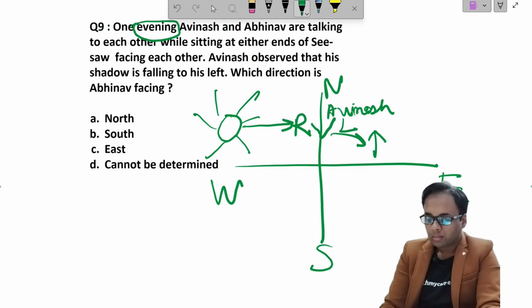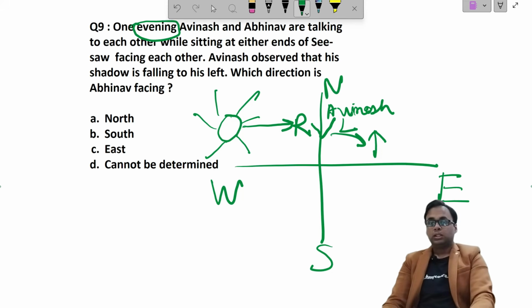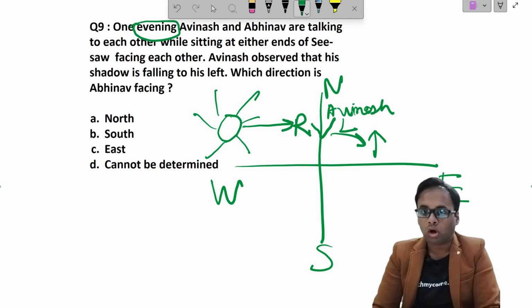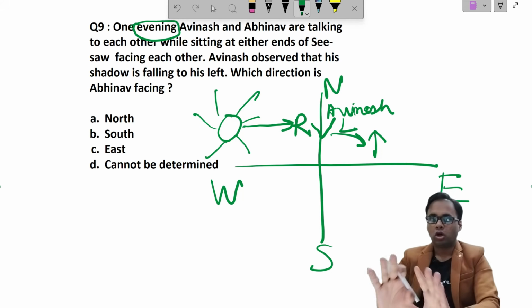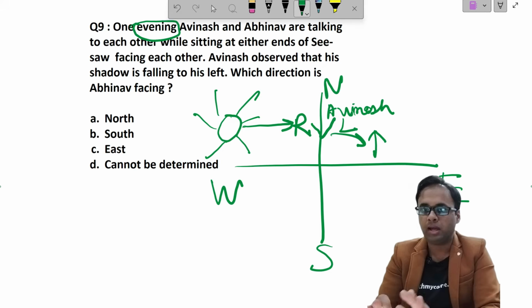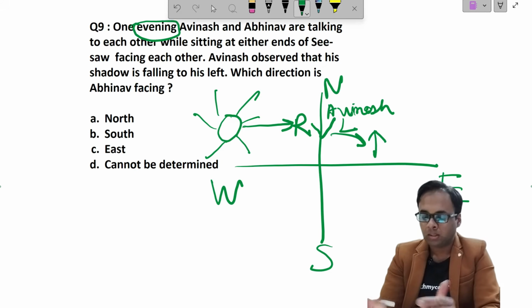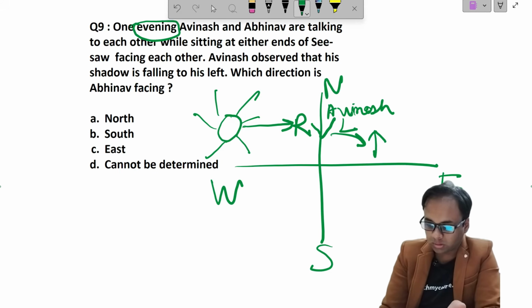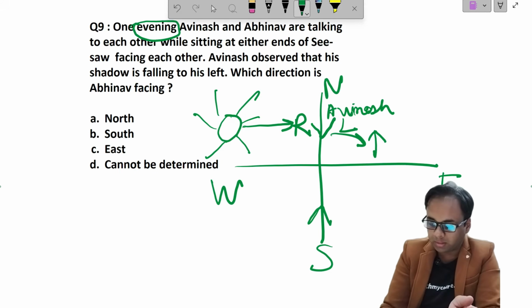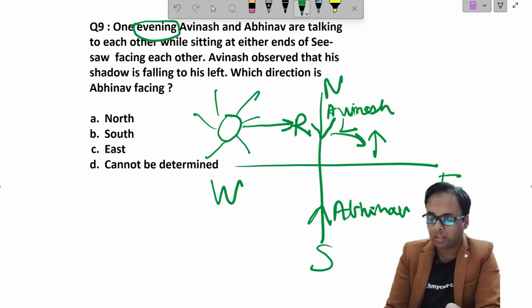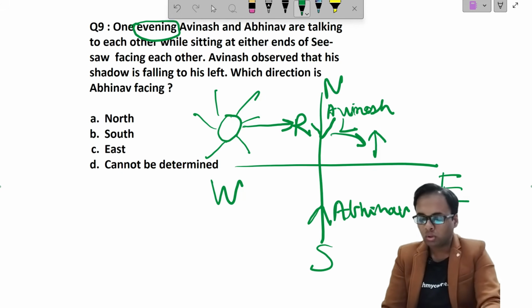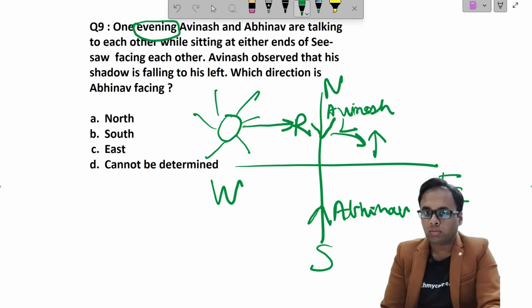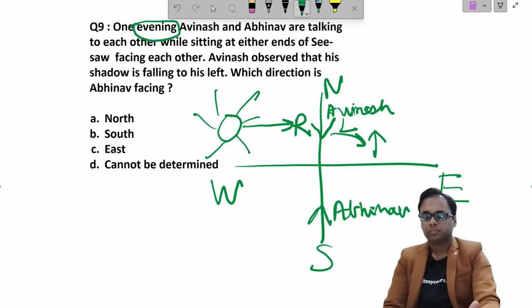Now this is just an assumption based on what we have been seeing till now. We are not confirmed about this. We may have to make certain cases. If Avinash is sitting like this, the question is saying that Abhinav would be sitting like this. Abhinav is sitting like this. Okay, so let us just read the question once again, whether it is being satisfied by what we have drawn till now.